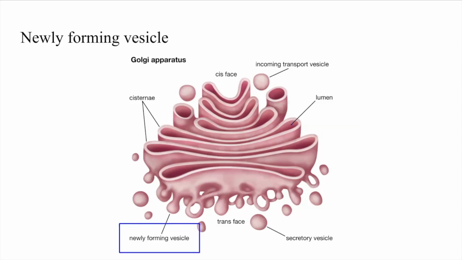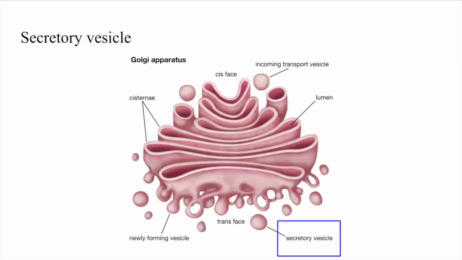So this is the newly forming vesicle, and once proteins are sorted and packaged for delivery, they begin to split off the trans phase of the Golgi apparatus in transport vesicles. It could be considered a gateway for entry of extracellular substances into the cell or for recycling membrane components.